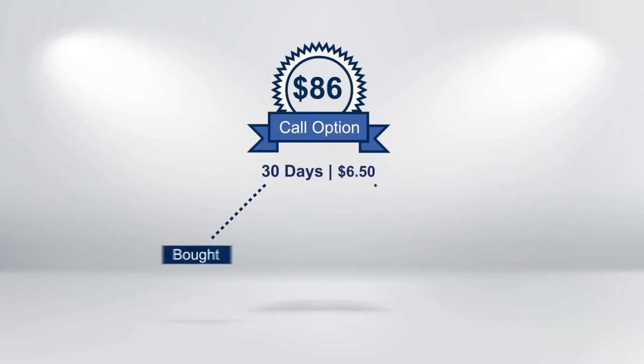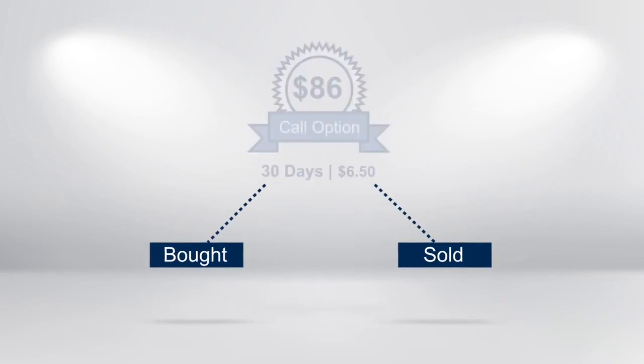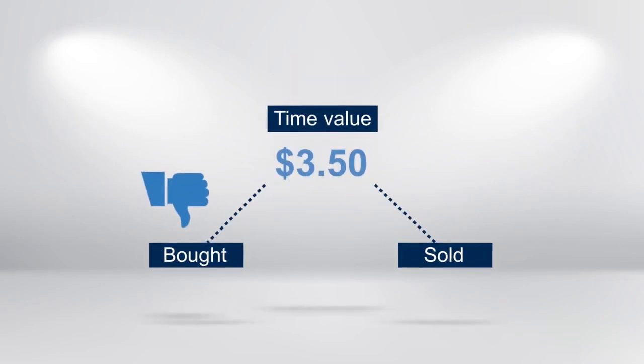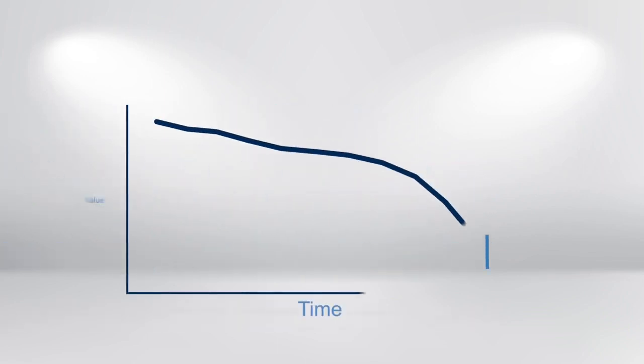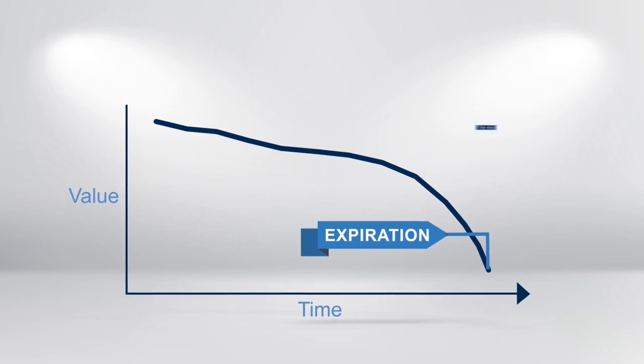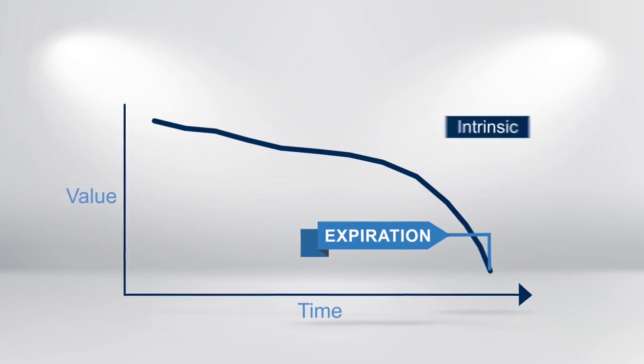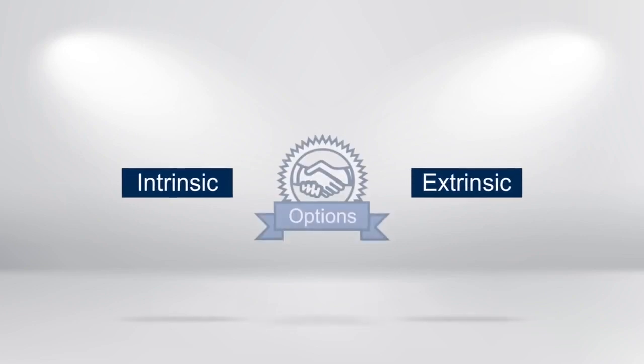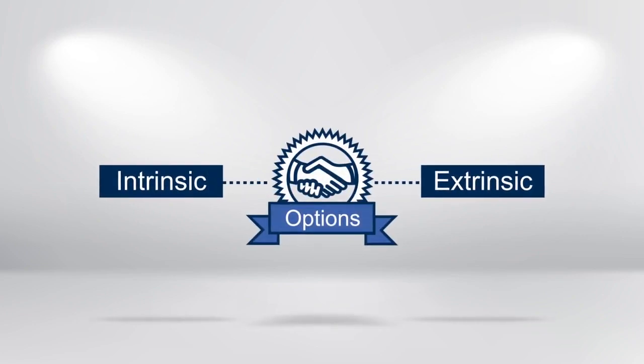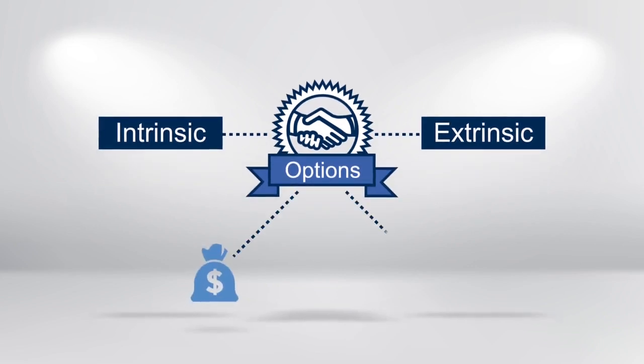Depending whether you bought or sold a contract, the time value could work to your disadvantage or advantage. Remember, at expiration, the option would be stripped from its time value. The only value that option would have is the intrinsic. Understanding both how intrinsic and extrinsic value works could make the difference between making and losing money when trading options.